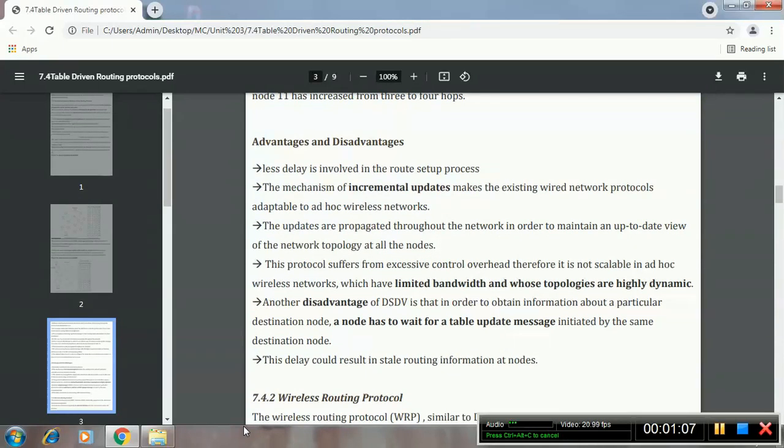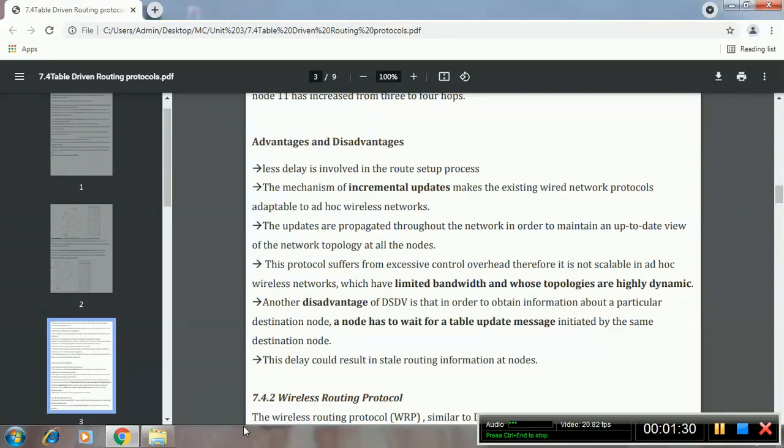By this, less delay is involved in the route setup process. What is meant by delay? It is a time-taking process. By maintaining this information at each and every node, the delay is going to be less in the route setup process.